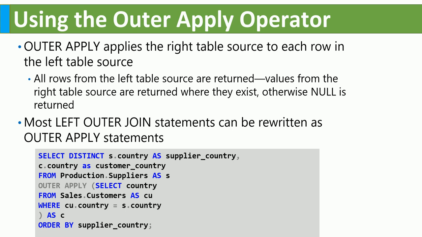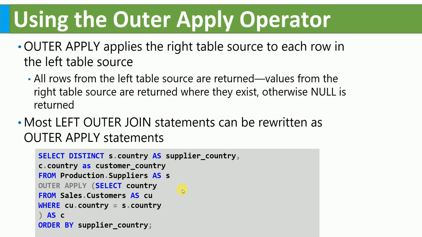Now I will show you the practical so you can understand it better. The syntax is similar: SELECT DISTINCT and your column names FROM the table name, then write CROSS APPLY, and inside the brackets mention your table name, and then finally use the WHERE condition with an alias like this. You can do the ORDER BY as well.